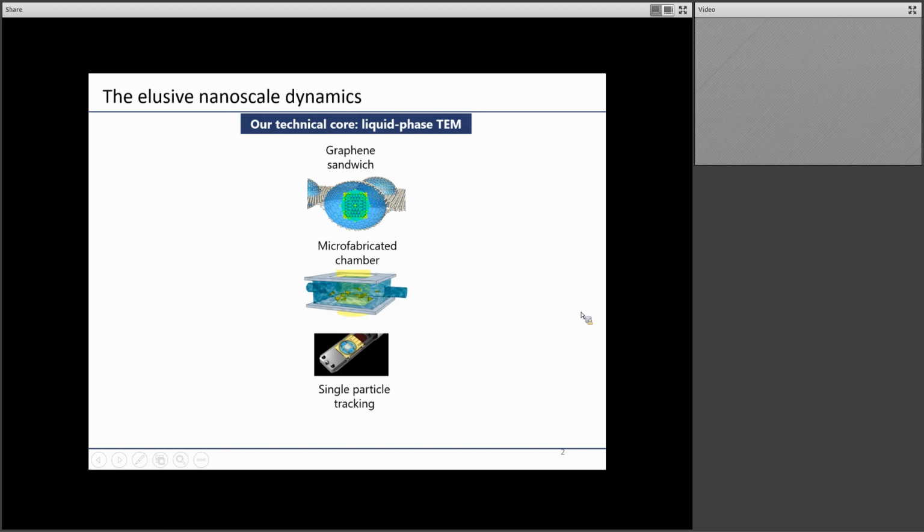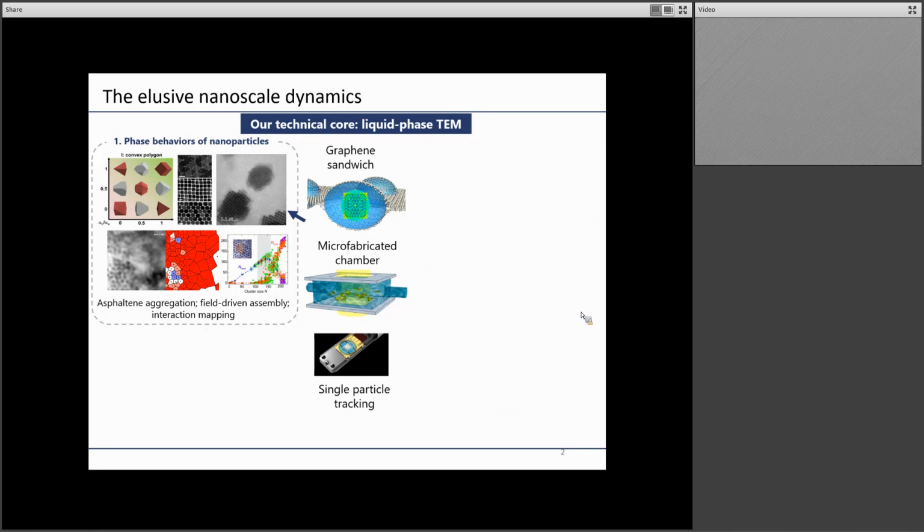So on this slide, I'll show you different types of nanoscale dynamics we can probe experimentally, which was not possible before. So the first is to study the self-assembly dynamics of differently shaped nanoparticles, as shown here. This is a TEM movie of how nanoparticles assemble one by one into a superlattice. And my group has also developed single particle tracking to do statistical mechanics-based analysis on the aggregation pathways.